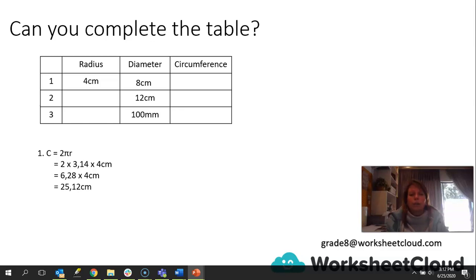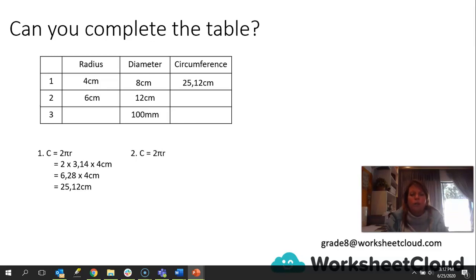Right, let's have a look at number 2. Okay, number 2, we were given the diameter of 12. We now need to work back and find the radius. So now we're not going to double it, we're going to halve it. That would give me 6 centimeters. Now we need to work out our circumference for that circle.